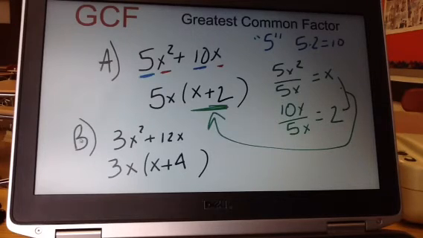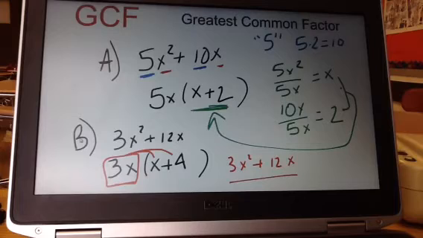Now the way to confirm that we've done this correctly is to go ahead and distribute the 3x back into the binomial to see what we get. That gives me 3x squared plus 12x. If this matches what I started with, then I know that it's correct.